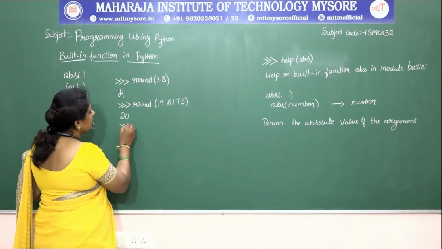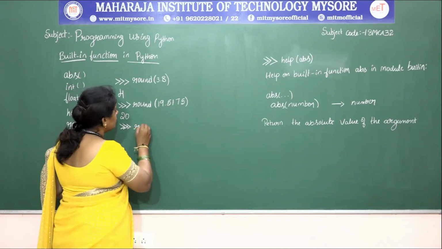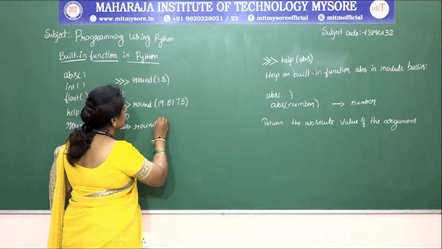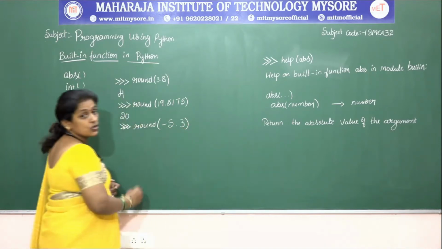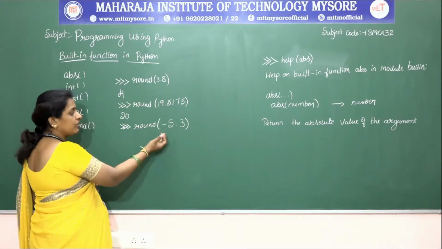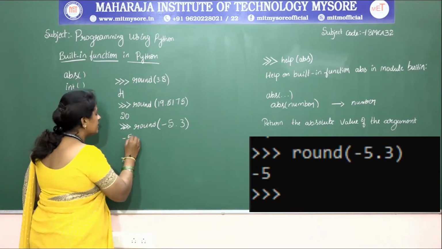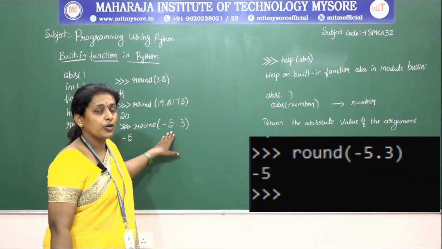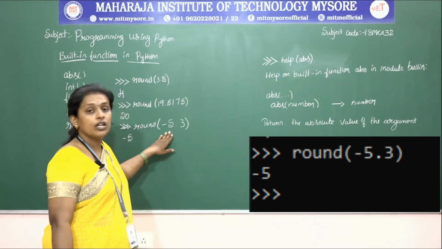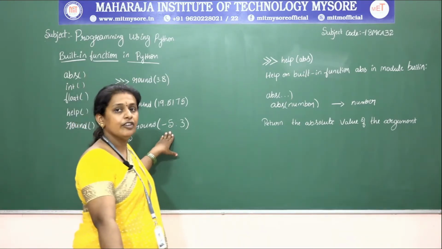Let me give one more example. Round -5.3. The output of this round function is -5. So the floating point value passed to the round function will be converted to the nearest integer value.